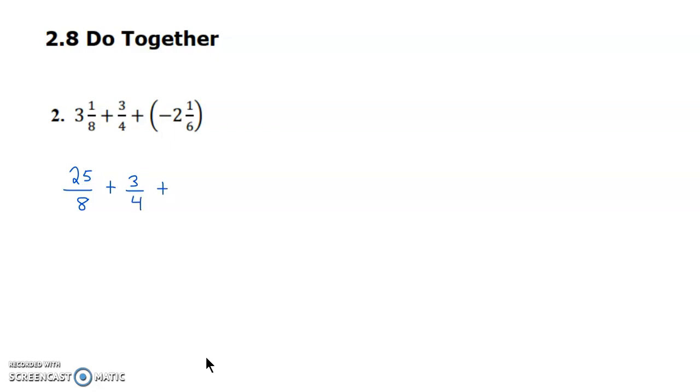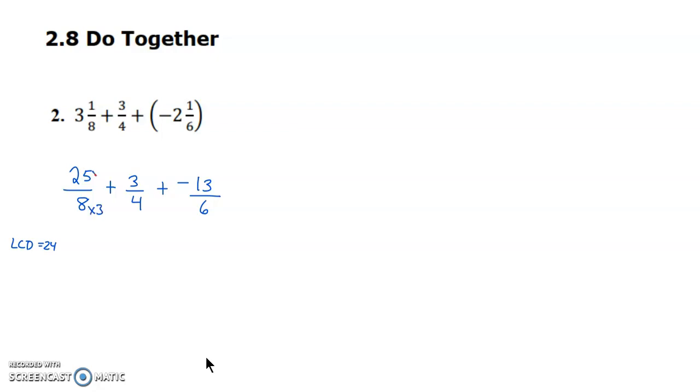plus, and now I'll change negative 2 1/6. 6 times 2 is 12, plus 1 is negative 13/6. And now we can look at these denominators. So I've got 8, 4, and 6. My lowest common denominator here is going to be 24. So I'm going to change each of my fractions.